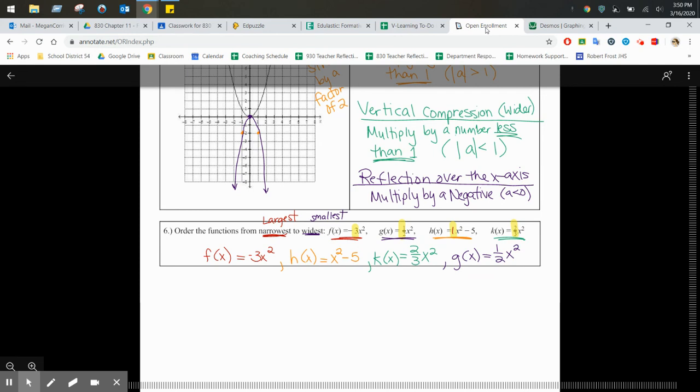So narrow and wide, we don't care about negatives, we don't care about adding and subtracting. All we look at are those numbers that are multiplied by x squared, ignoring the negatives. Narrowest is the largest one, widest is the smallest one. I hope that helps you really understand what happens when we multiply by a negative.